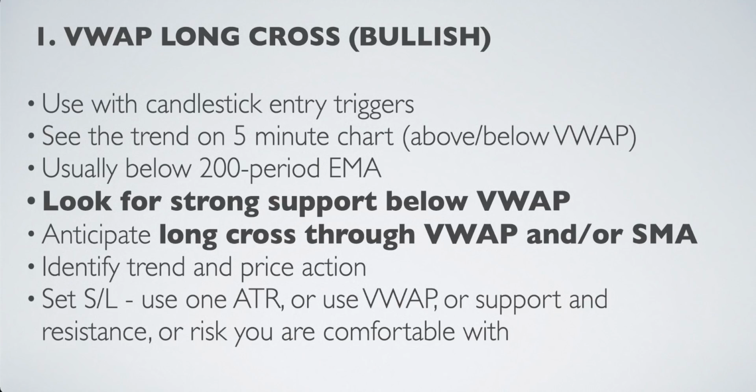So the first one is the long cross, otherwise known as the bullish cross. We'll have a look at the chart, but firstly, this is how you should be thinking about it and some of the indicators that you might want to use. Firstly, we have to use VWAP with candlestick entry triggers. This is going to be the actual entry trigger for our trade.